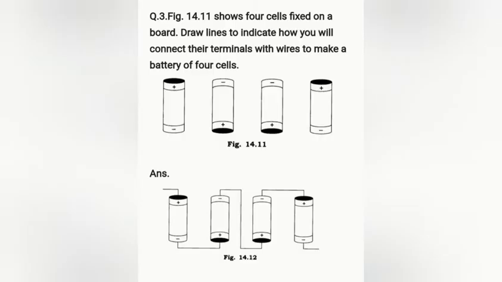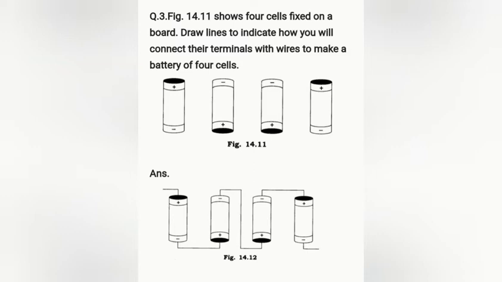Figure 14.11 shows 4 cells fixed on a board. Draw lines to indicate how you will connect these terminals with wires to make a battery of 4 cells. Answer for this: put lines instead of this and this, so you can say this as figure 14.12.